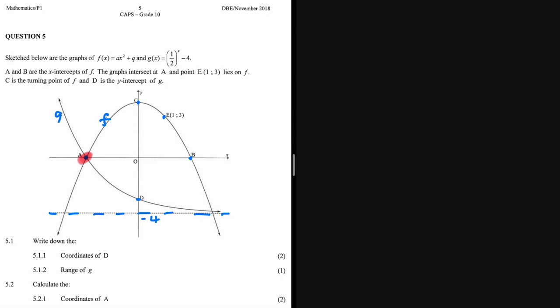And then remember, if you want to find the coordinates of the intercept, you always say what? For the x-intercept, you let the value of y be 0, and for the y-intercept, you let the value of x be 0.